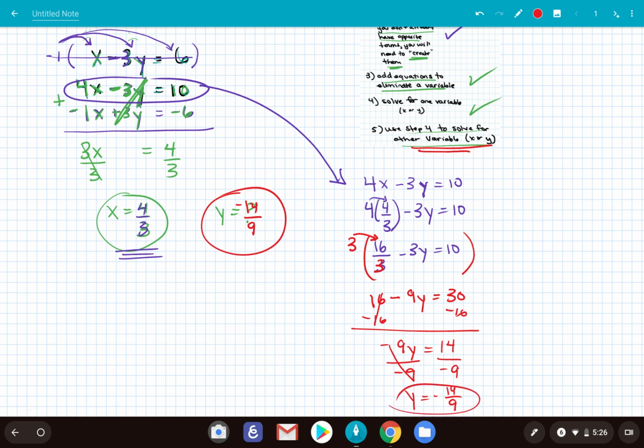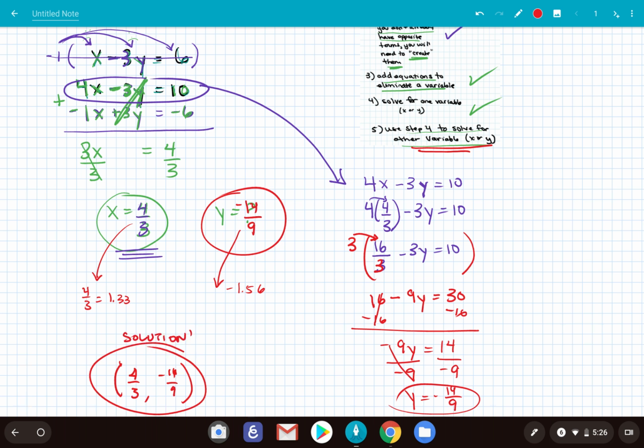And then some of you might want to change these fractions into decimals. That's totally fine to do. If you want to change it into a decimal, 4/3 is the same as 1.33, and -14/9 is the same as -1.55. Well, actually, if I rounded it up properly, it would be 1.56. So another thing you can do, this is my solution.